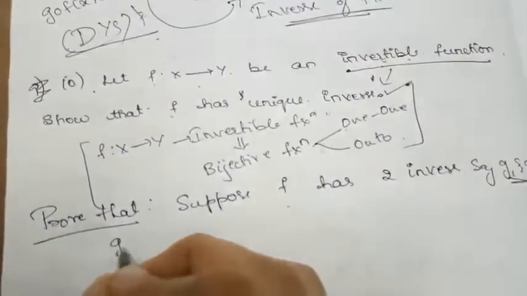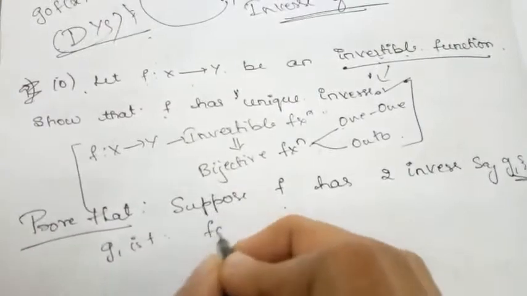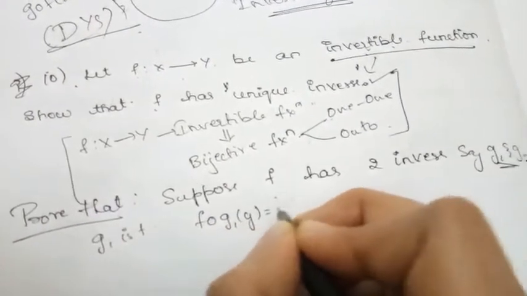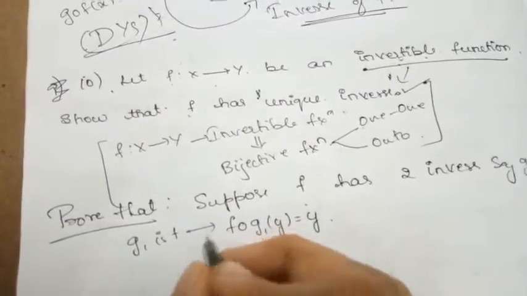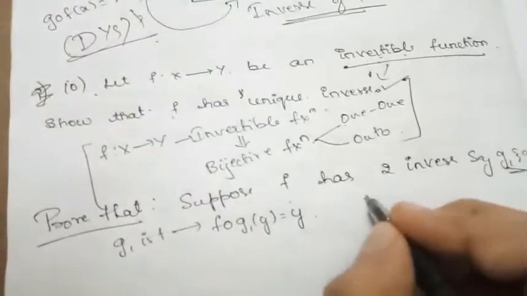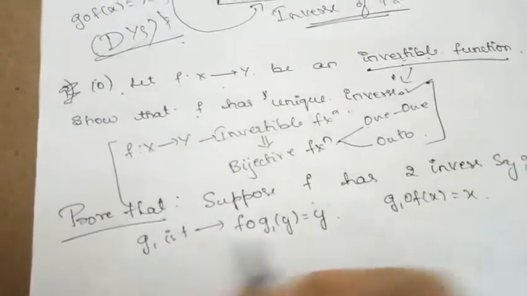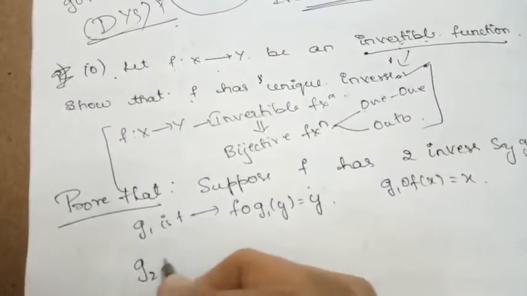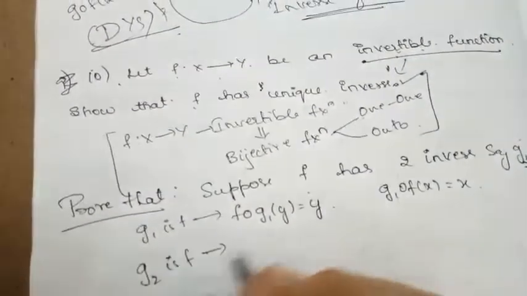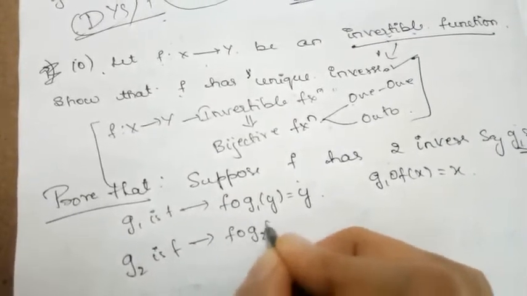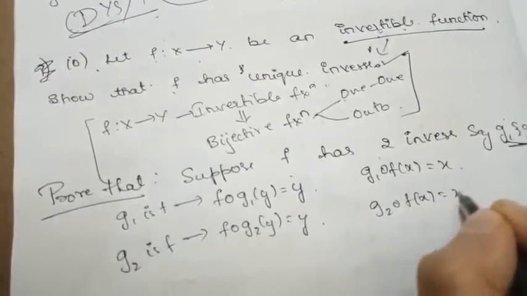If g1 is the inverse of f, what does it satisfy? It satisfies f of g1 of y is equal to y, and it also satisfies g1 of f of x is equal to x, because g1 is the inverse of f. Another thing: g2 is also an inverse of f, because I assumed both are inverses of f. If g2 is the inverse of f, then f of g2 of y is equal to y, and g2 of f of x is equal to x.